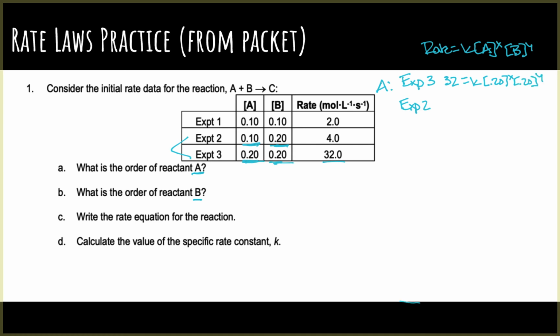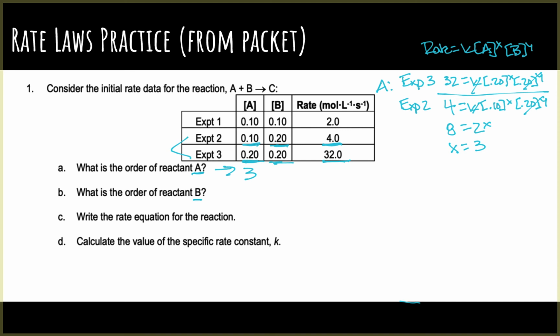And again, this is all coming from the data table here, over 4, because now I'm using experiment 2, equals k, 0.10 to the x, 0.20 to the y. So k cancels, the y's cancel out, so I'm left with 8 equals 2 to the x, so x equals 3. So the order of reactant A is 3. It's third order with respect to A, or you could say the order of reactant A is 3.